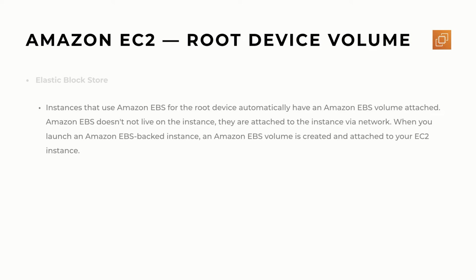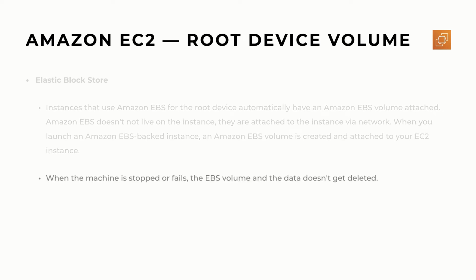Instances that use EBS as the root device automatically have an EBS volume attached to it. EBS does not live on the instance. They are attached to the instance via a network. When you launch an EBS-backed instance, an EBS volume is created and attached to your EC2 instance.